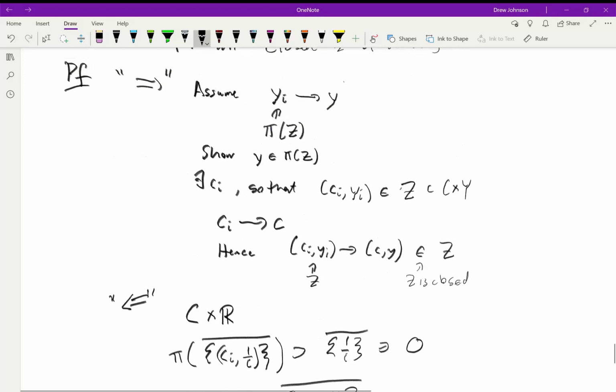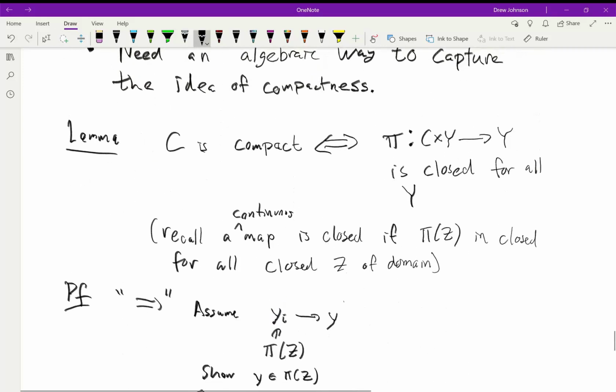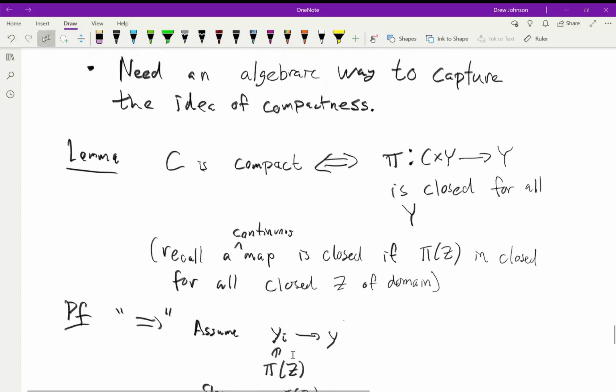All right, so we just proved C is compact is equivalent to the projection C cross Y to Y being closed for all Y. All right, let's get back to algebraic geometry. So our goal is going to be to prove that projective space or projective varieties have this property on the right here, that the projection of a projective variety cross any variety projected onto the other variety is going to be a closed map.